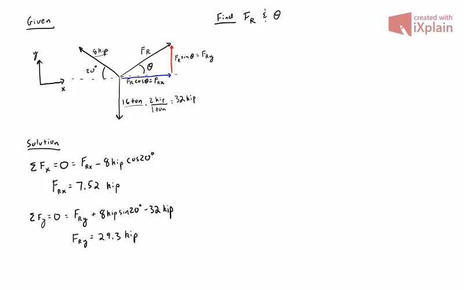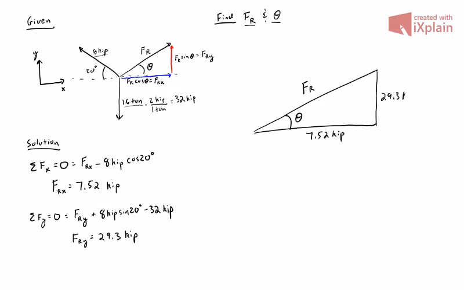So at this point, we're not done because remember, it asked us to solve for FR and theta, not the x and y components. However, what we can do is blow up that triangle. We want theta and we want FR. Well, we have that this side of the triangle is 7.52 kips, and this side of the triangle is 29.3 kips. Obviously, this is not drawn very well to scale, but that's fine. So if we have two sides of a triangle, we're able to find the hypotenuse using the Pythagorean theorem.